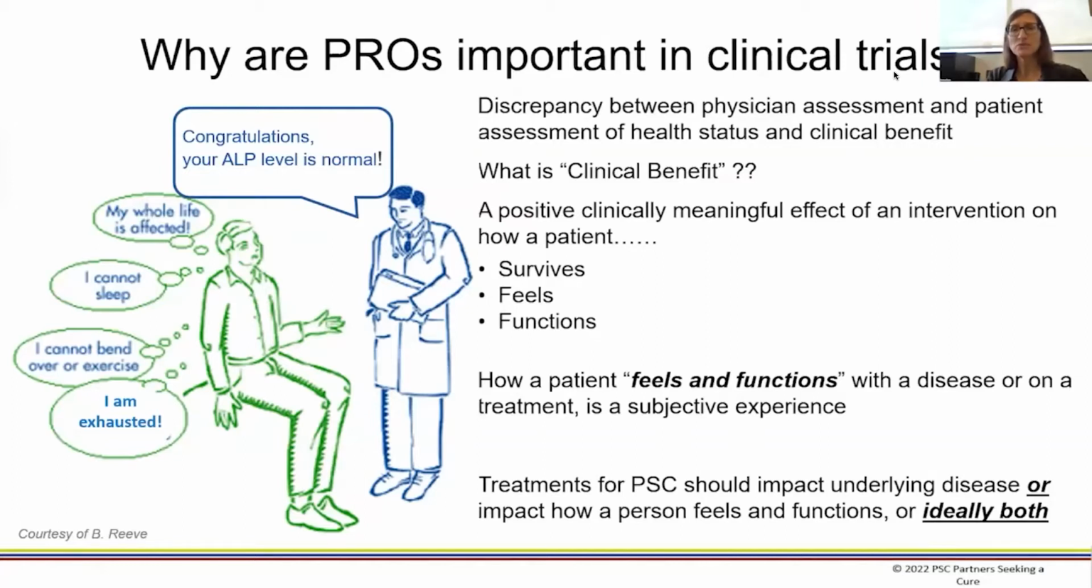There's a discrepancy between physician assessment and patient assessments of health status, and of what a clinical benefit means to healthcare providers and patients. A clinical benefit is defined as a positive, clinically meaningful effect of an intervention on how a patient survives, feels, or functions. How a patient feels or functions with a disease or on a treatment is a subjective experience, and the best source of gathering that information is going to be from direct patient reporting. Treatments for PSC should impact underlying disease or impact how a patient feels or functions. Ideally, both. Ideally, we're looking for drug regimens, maybe multiple drug regimens, that work on both disease and symptoms.